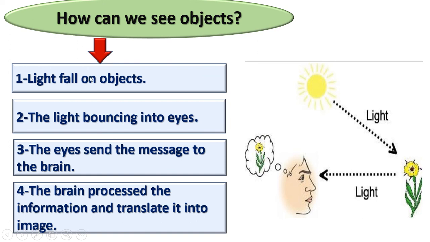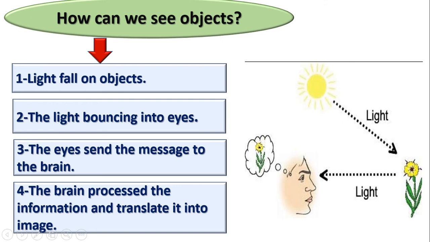Okay, how? Number 1, the light falls on the object. Number 2, the light bounces or reflects on my eyes. Bouncing means reflecting on my eyes. After that, this message will go to the eyes, and from the eyes to the brain. Inside, the brain will translate or understand the message into an image or a picture, so we can see the object. Again, the light falls on the object, bounces into the eyes, sends the message to the brain, which translates it into an image, so you can see it.